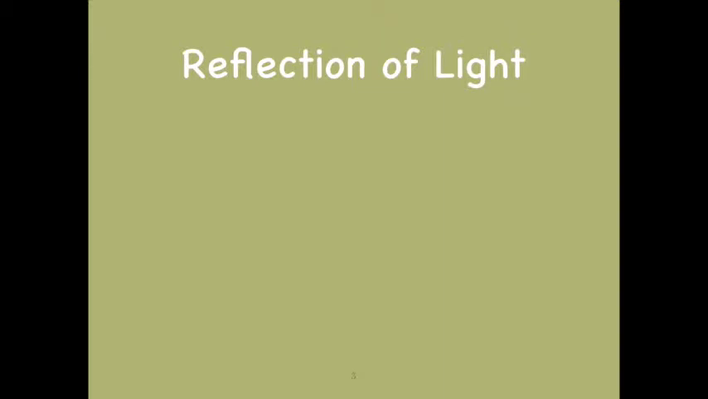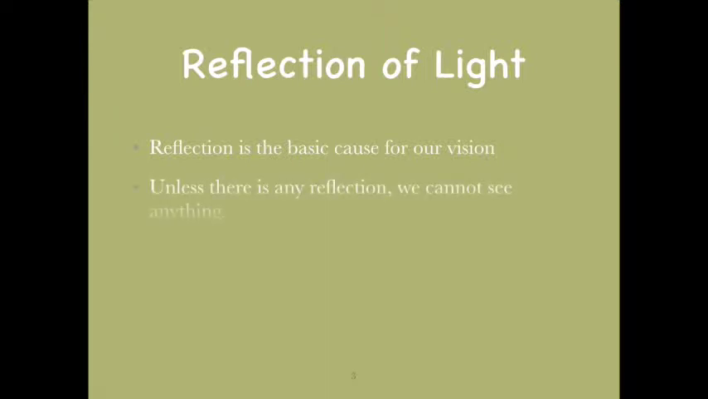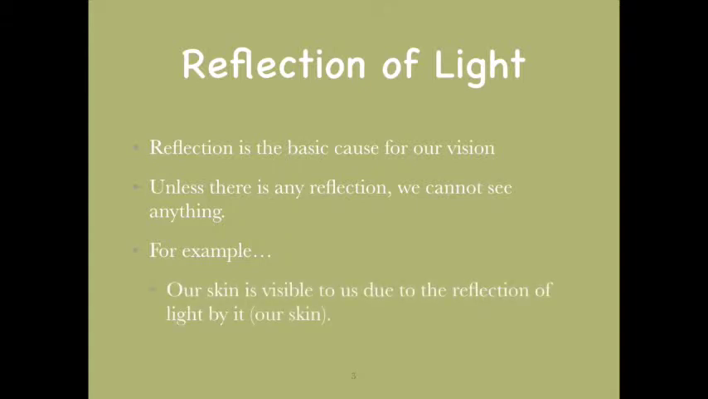Now, let's start with the concept of reflection of light. Reflection is a basic cause for our vision. So, unless there is any reflection, we cannot see anything. For example, consider ourselves or our skin, which is visible to us only due to the reflection of light by the skin. Fine?